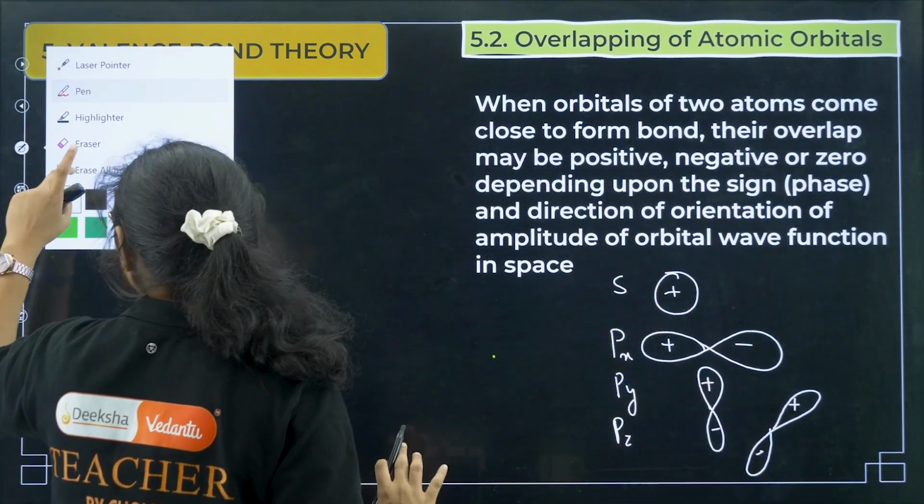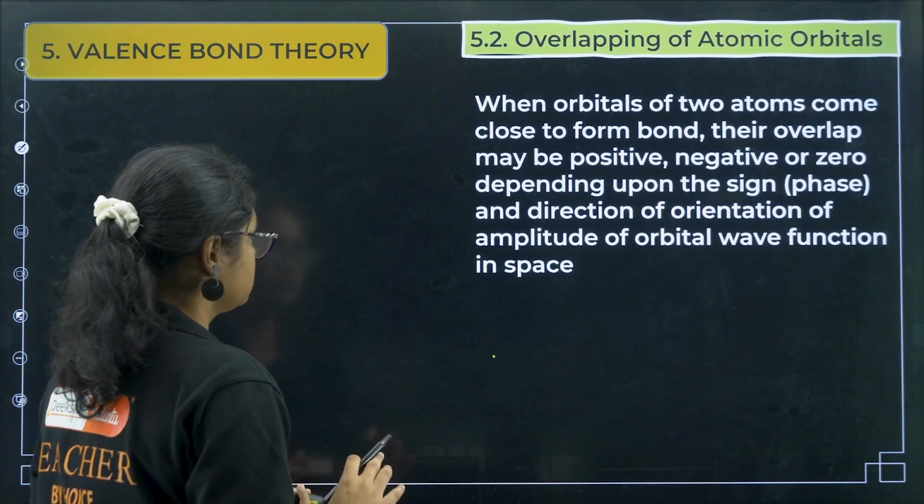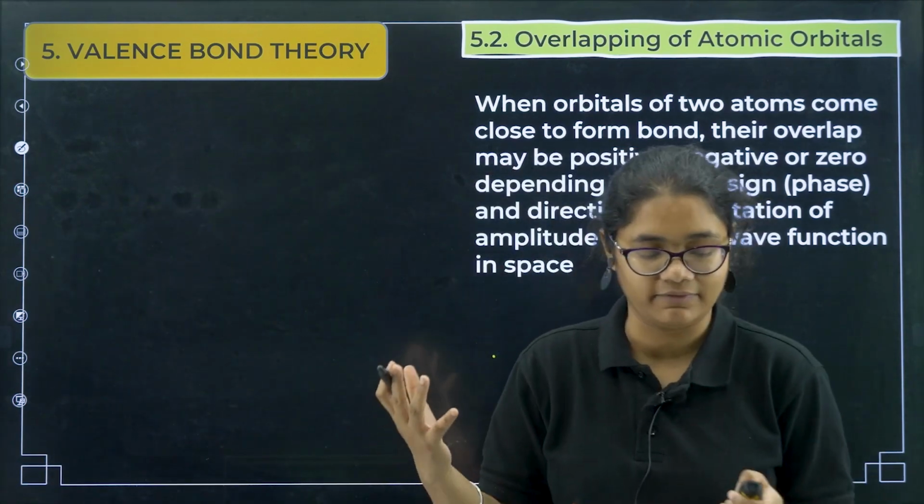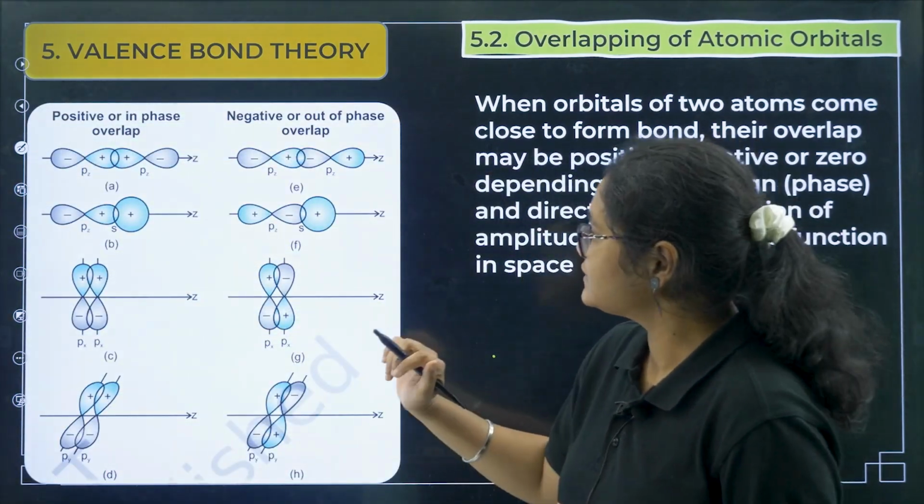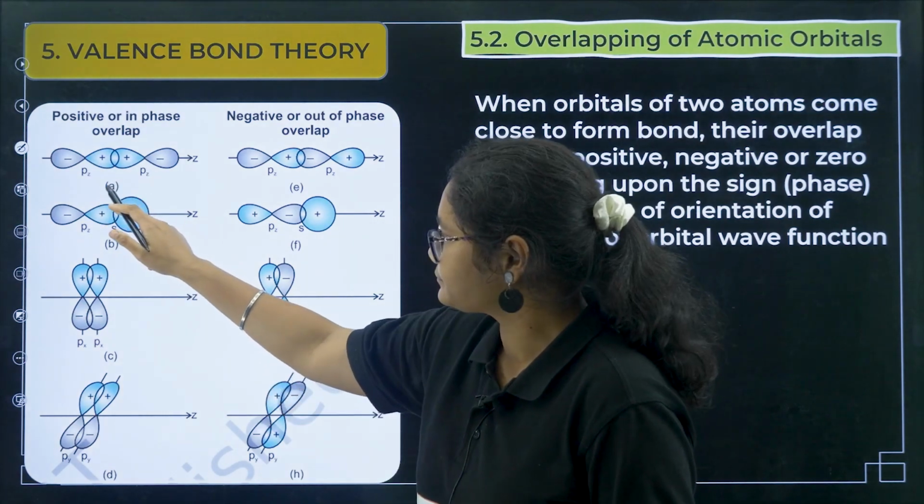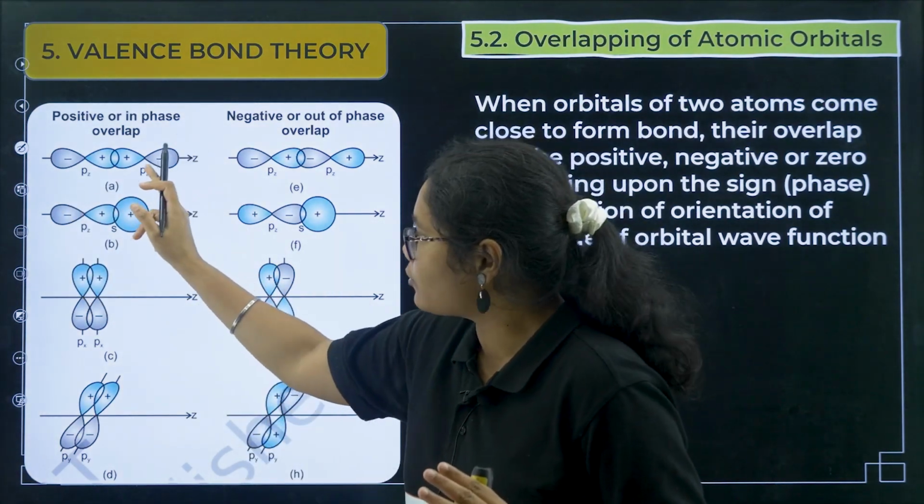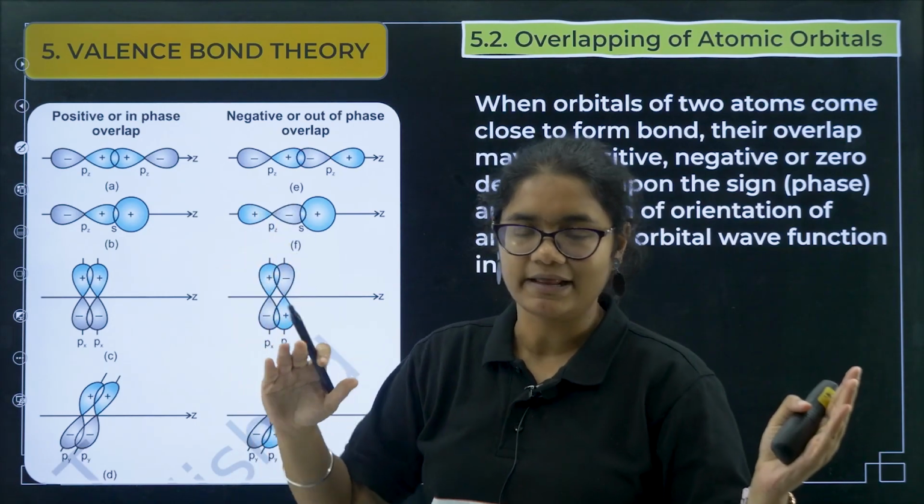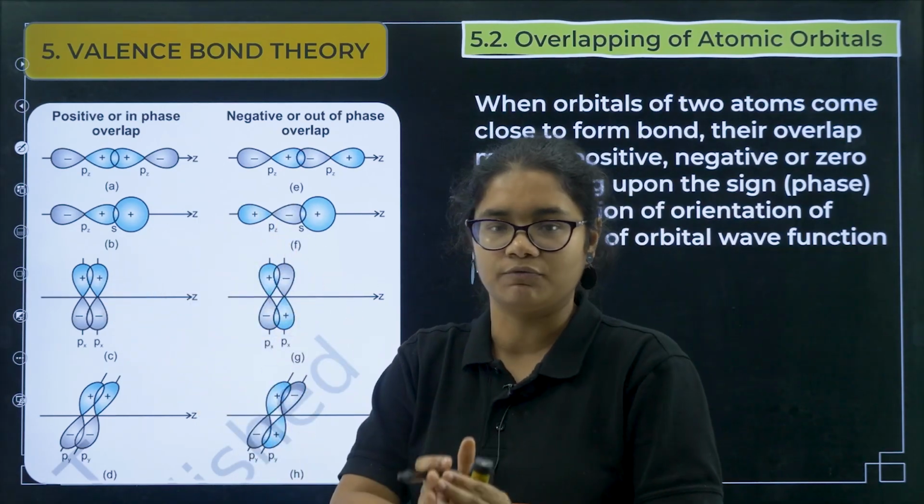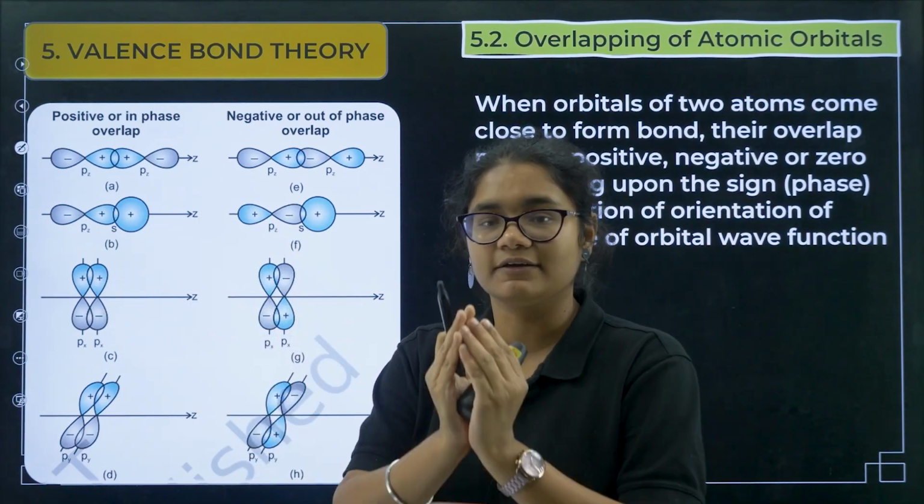Now we will go and learn about the positive, negative and 0 overlapping. Now you can see here, Pz is overlapping. If the positive side of one Pz and the positive side of another Pz overlap, then it is called positive overlap.